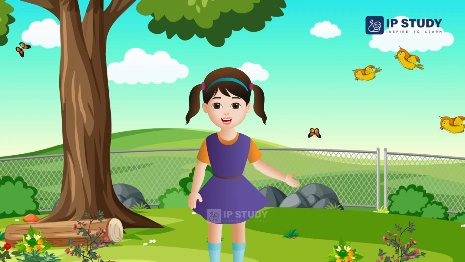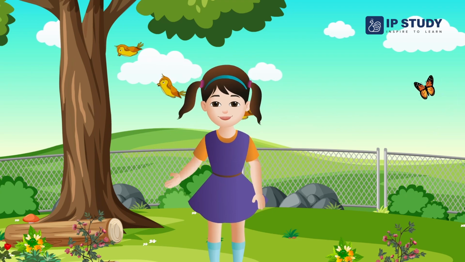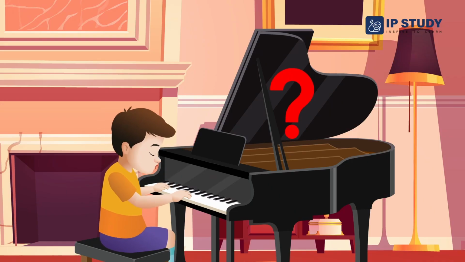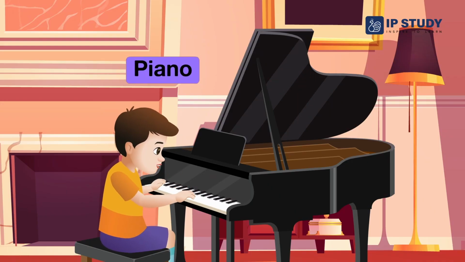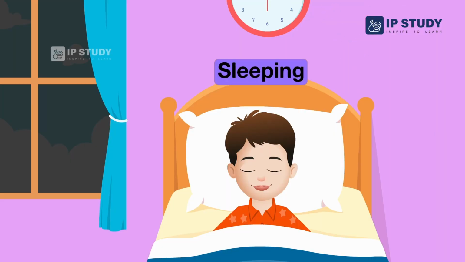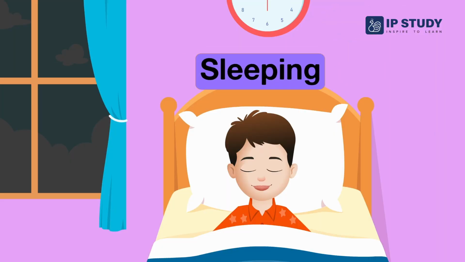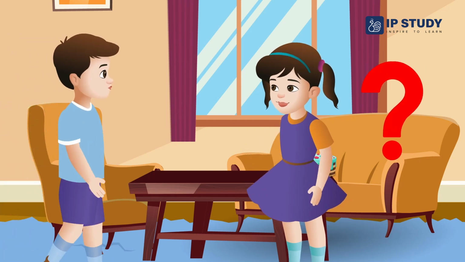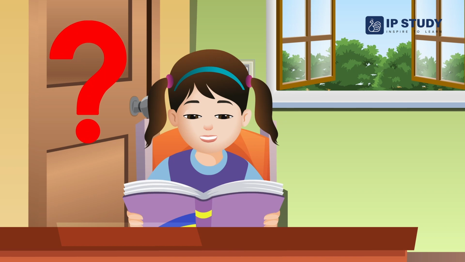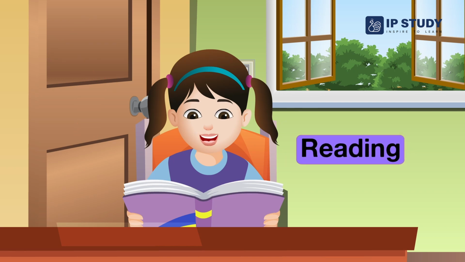What is used to ask about specific people? What are you doing? I am studying. What is he playing? He is playing piano. What is Raj doing? Raj is sleeping. What is she hiding? She is hiding a cake. What is Hema doing? Hema is reading.